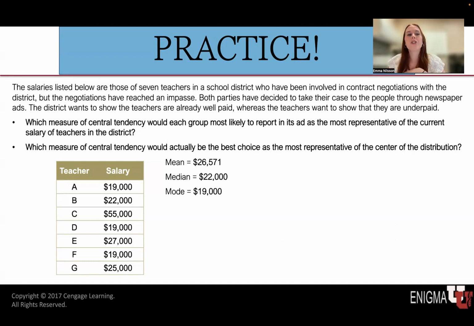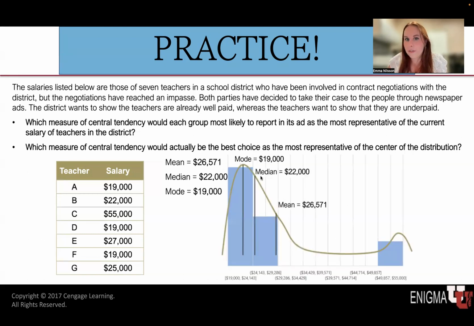So which measure of central tendency would each group be most likely to report? The school district, I think, would be most likely to report the mean, because it's the highest. This is just showing it to you on a graph. So they want to show that their teachers are already well paid. Whereas the teachers themselves would probably report the median or the mode, probably the mode, to show that they are underpaid. Again, another example of how these are all measures of central tendency, but they all tell different stories, right?